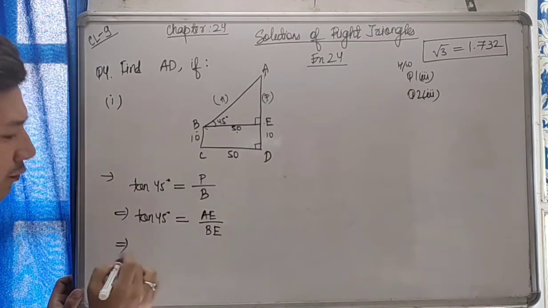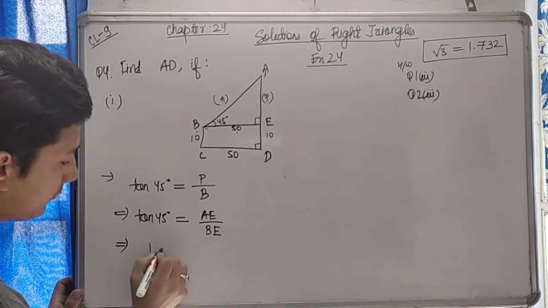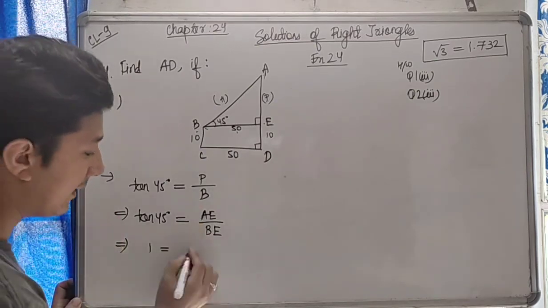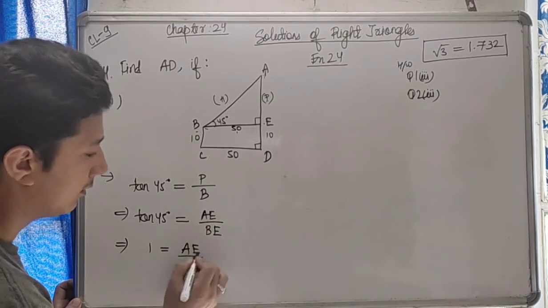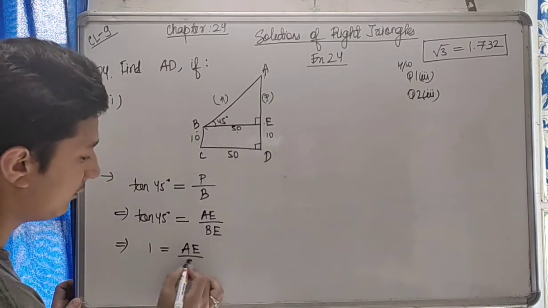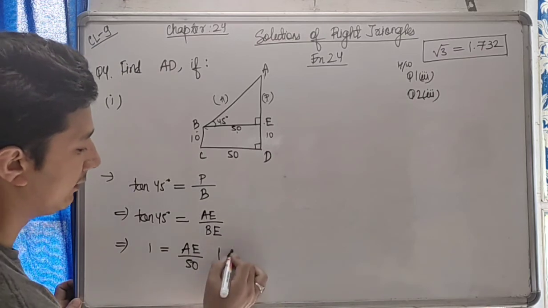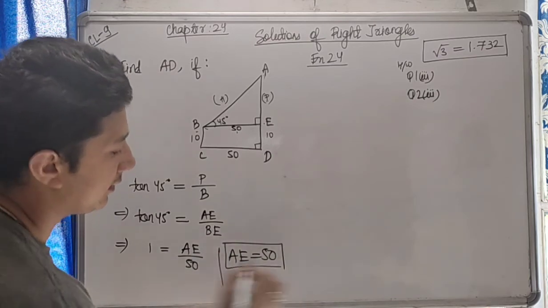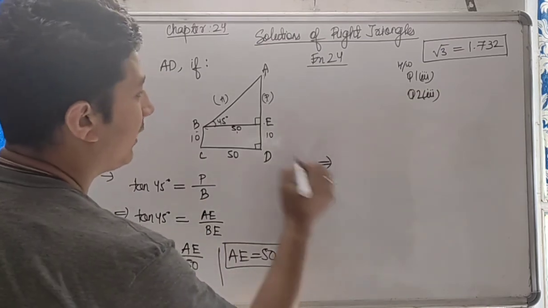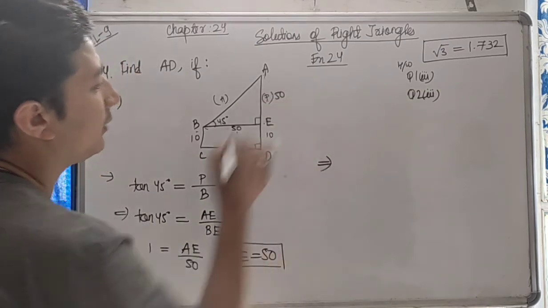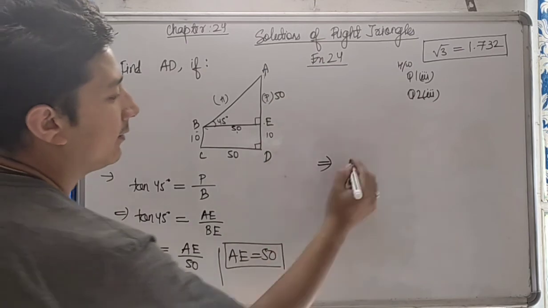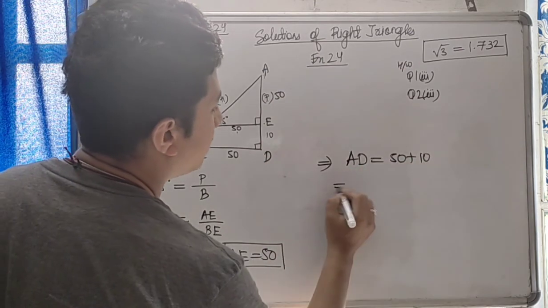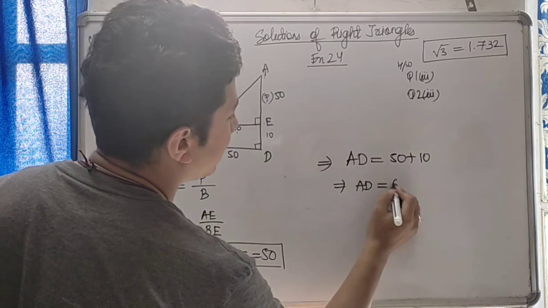So therefore tan 45 is 1. So please do learn the tables. Tables are very, very important. AE I don't know, keep it as AE. What is BE? BE is 50. So if you cross multiply, you will get AE equal to 50 also. So if AE equals 50, what does it imply? Therefore can I calculate AD? Therefore AD is equal to 50 plus 10, which will give you AD equals 60.